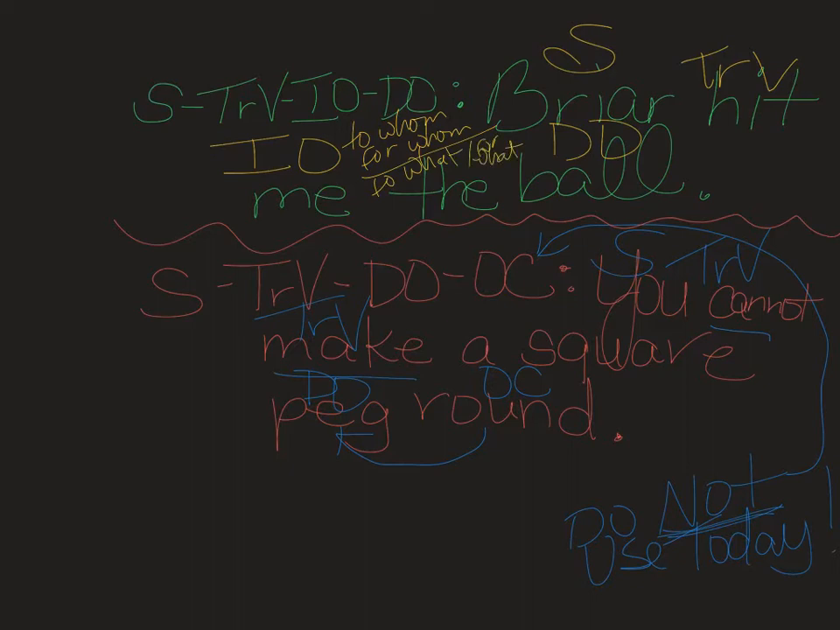So, Briar hit me the ball. Remember, you always find your direct object before looking for an indirect object, okay? Even though the IO is almost always before the DO, between the verb and the DO, you still have to find your DO and ask the whom or what before you try to find the IO, which is the to whom, for whom, to what, or for what, okay?